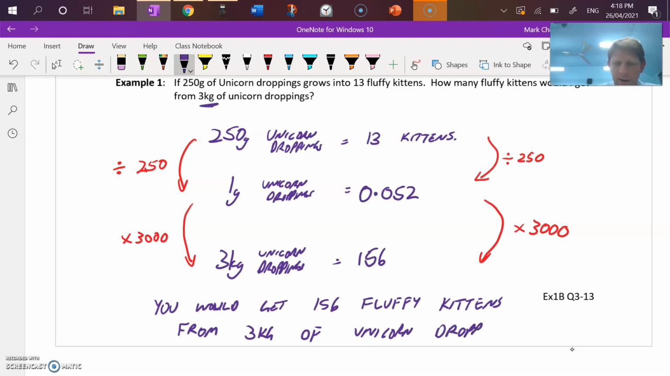Now, obviously, I don't really like this example. I might remind myself to change it because it's a little bit too silly having unicorn droppings and fluffy kittens. But you can see how the same approach can be used if I'm talking about the amount of mortar I use to the amount of bricks I use, or the amount of fertilizer I use versus how much fruit I get. The process is quite simple, and we've been used to this unitary method process in the past anyway.